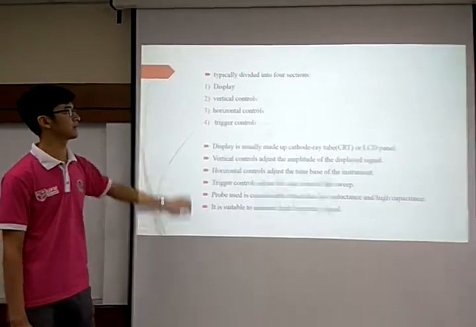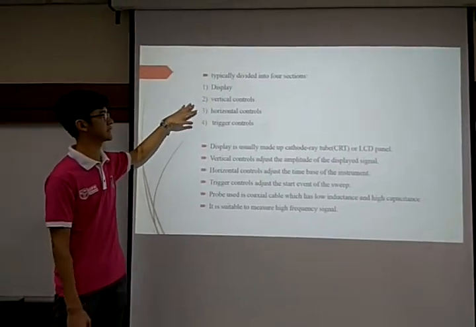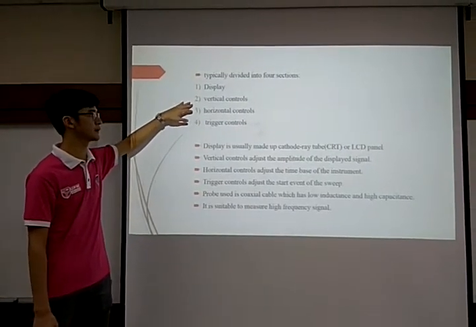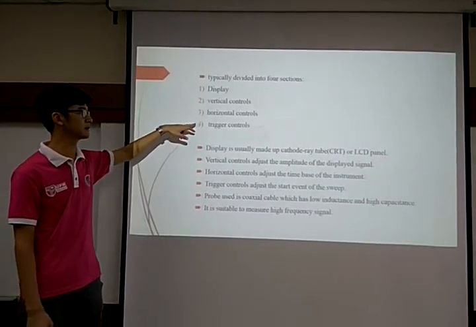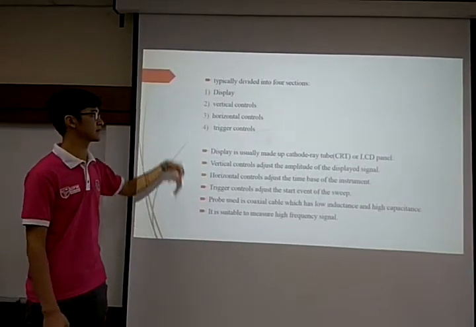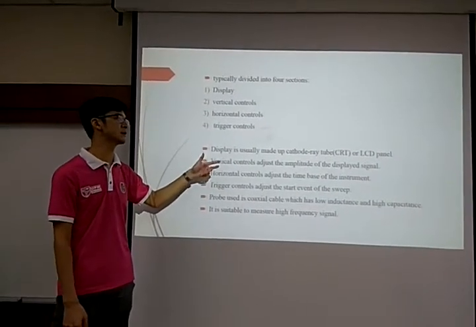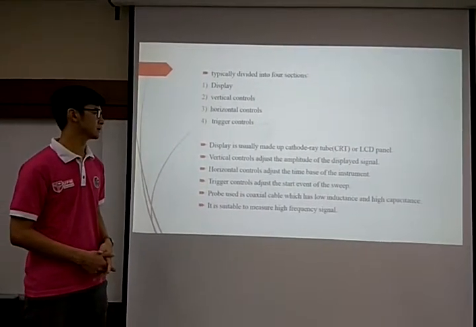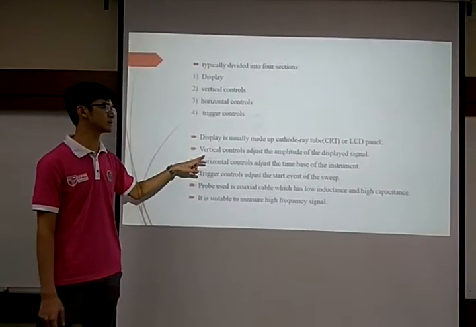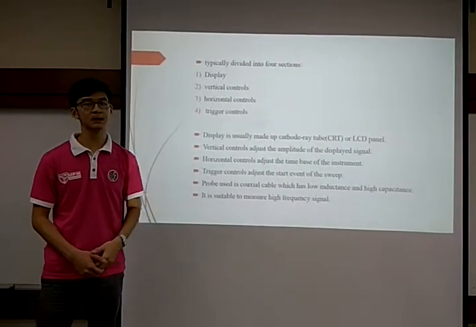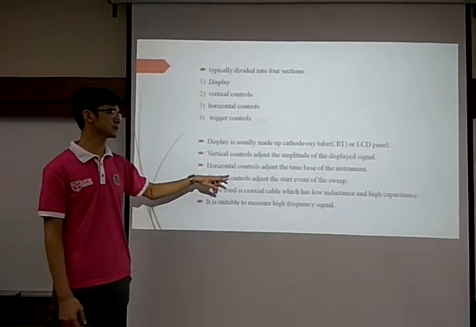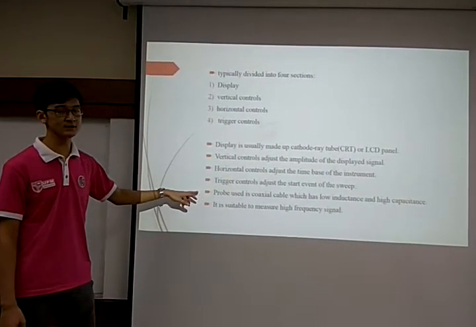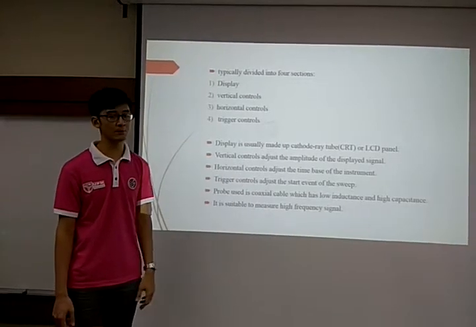Next, the oscilloscope is basically divided into four sections: the display, the vertical controls, the horizontal controls, and the trigger controls. The display is usually made up of a cathode ray tube or an LCD panel. The vertical controls are used to adjust the amplitude of the displayed signal. The horizontal controls are used to adjust the time base of the instrument. Finally, the trigger controls are used to adjust the start event of the sweep.